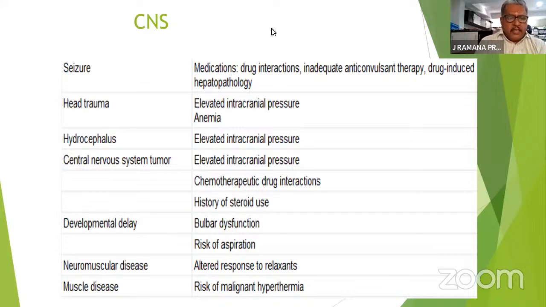You should also inquire about any head trauma, hydrocephalus, central nervous system tumor, because all these things will cause elevated intracranial pressure. History of any delay in the developmental milestones: you should suspect bulbar dysfunction and the risk of aspiration. History of neuromuscular disease, because in these patients there will be altered response to muscle relaxants. Any history of myopathy should be elicited as there is a risk of malignant hyperthermia in these patients.